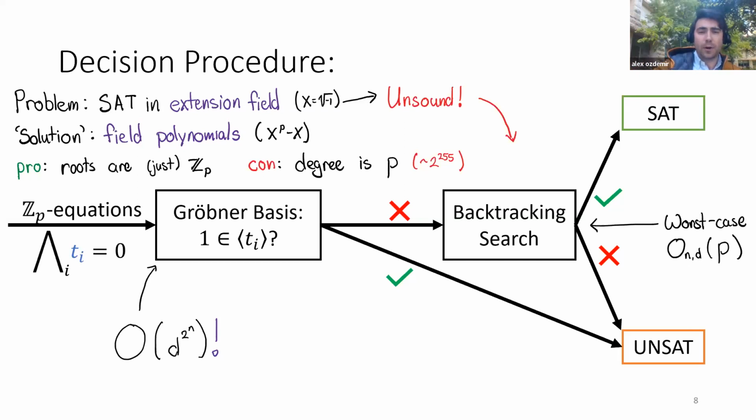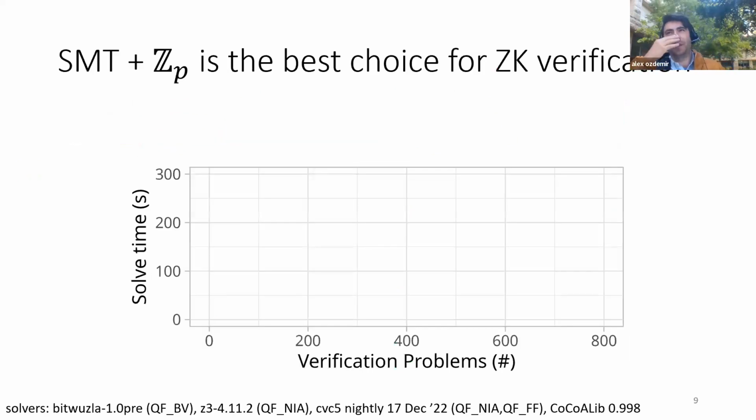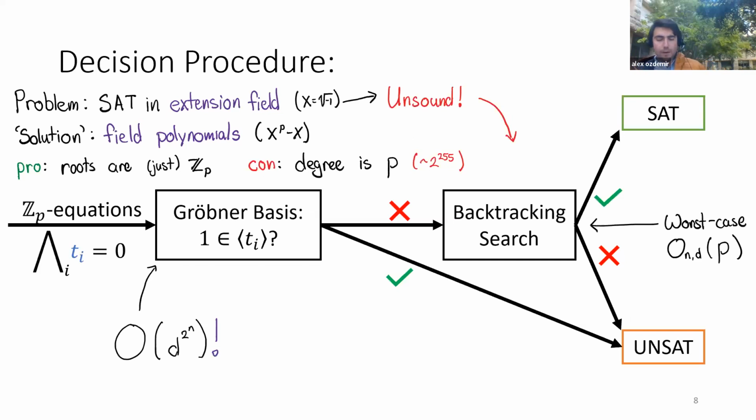So I want to walk you through some of the experiments that we did that show that worst case performance isn't being realized. So here, what I'm going to be showing you. Actually, maybe I should pause. Yeah, let's pause here in case we have any questions about the decision procedure.